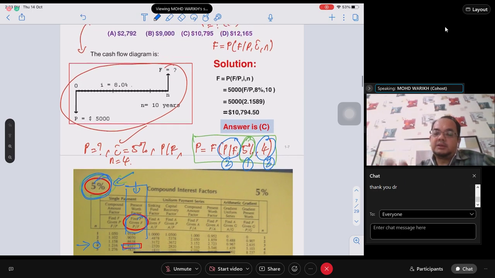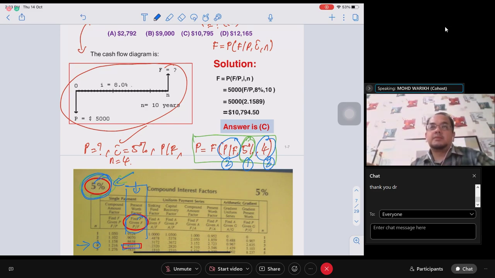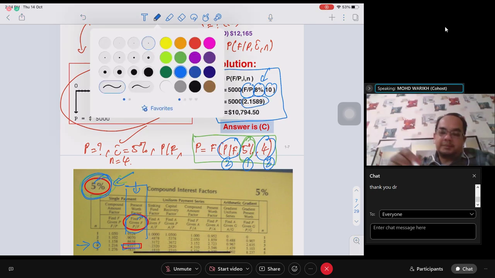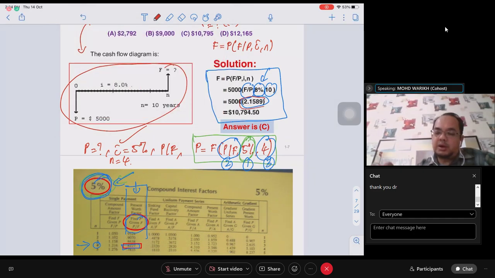So you have the table. Try to understand. Question? So from this table, try to find this one. You just take the 8%, and then the column F over P, 8% and N of 10. You get this number? 2.1589. You get this number from the table? Please, just refer to the table.